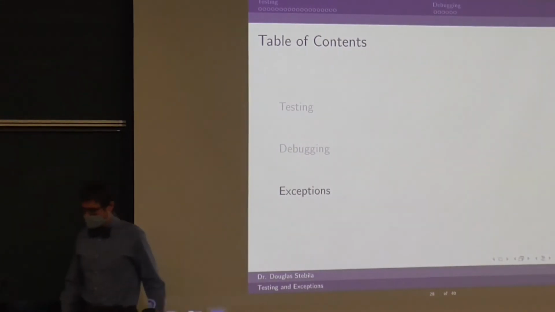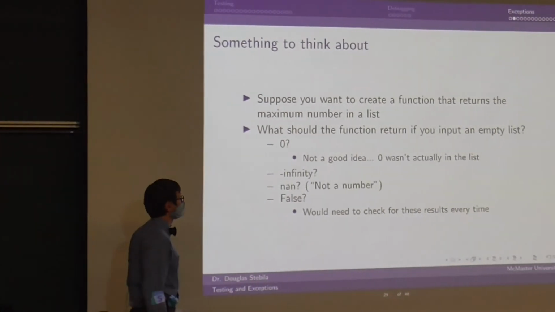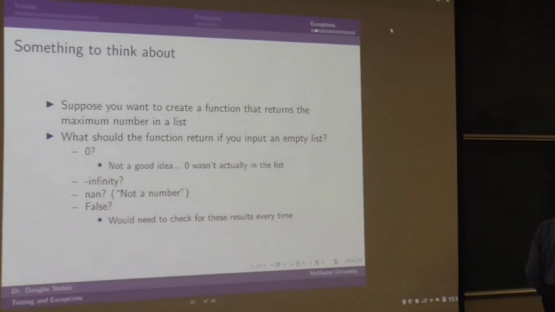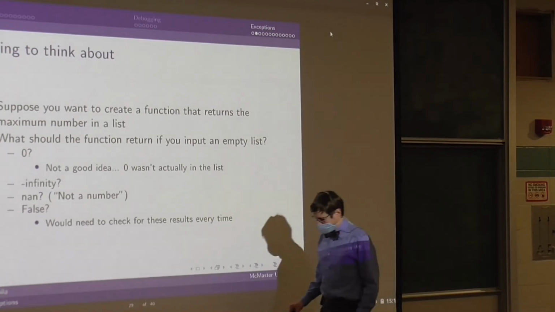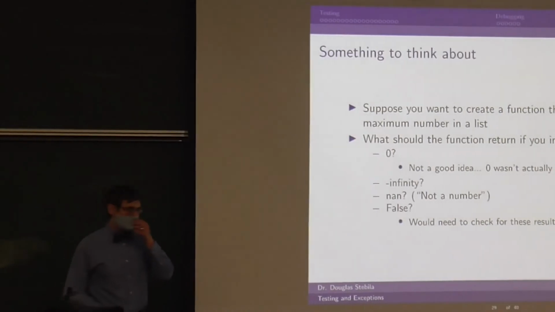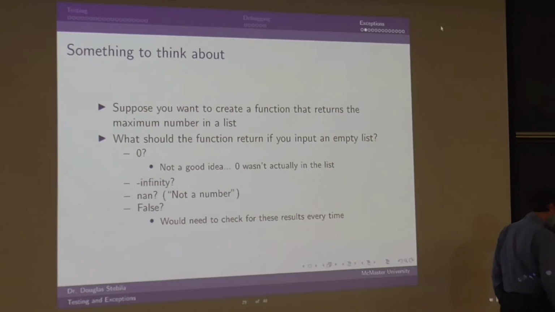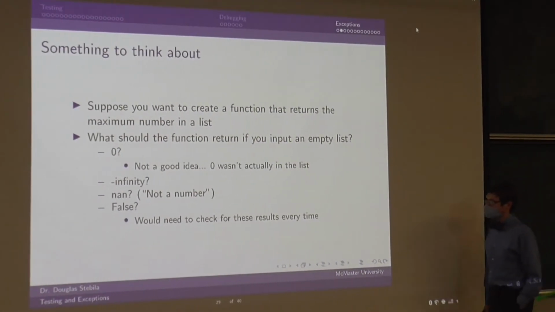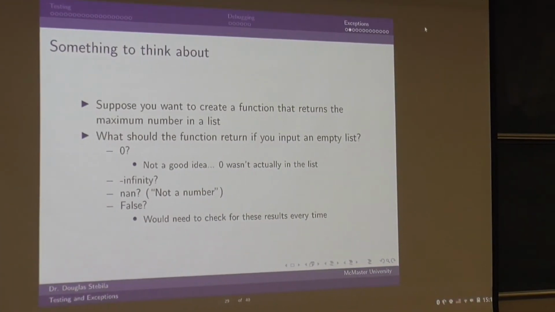Right. So let's talk about exceptions. Let's think about programming. This is kind of a drastic shift in tone. Let's say you had a function which is supposed to calculate the maximum of something. What do we do in cases where it gets invalid input? Right? What should it return? Physically, what should it return?